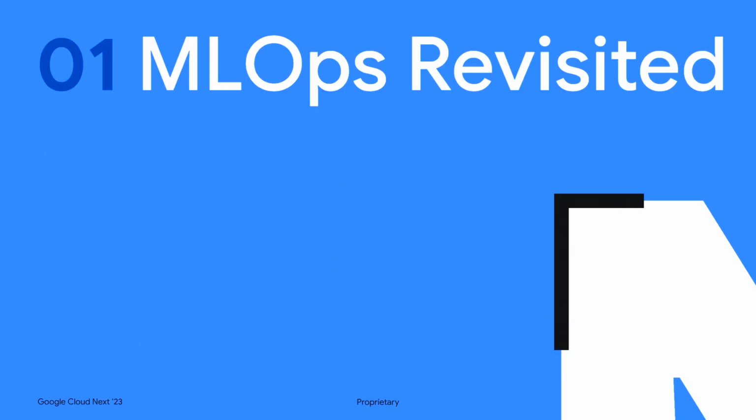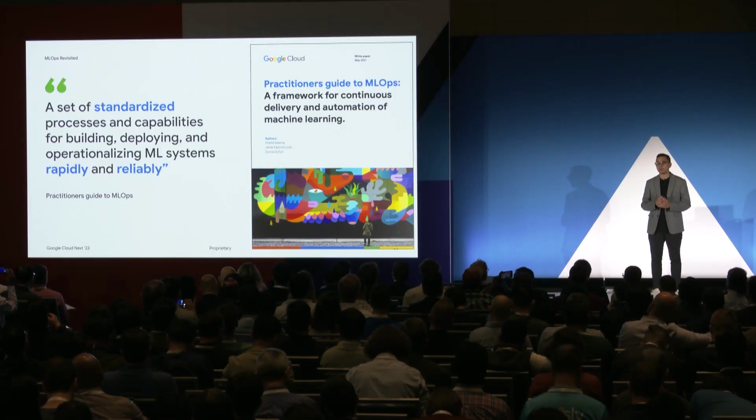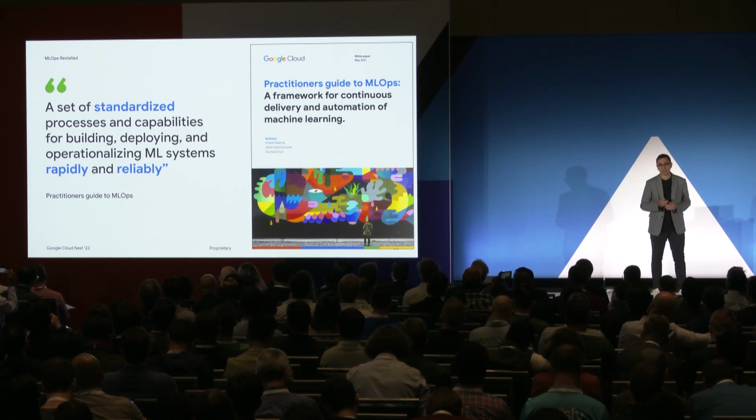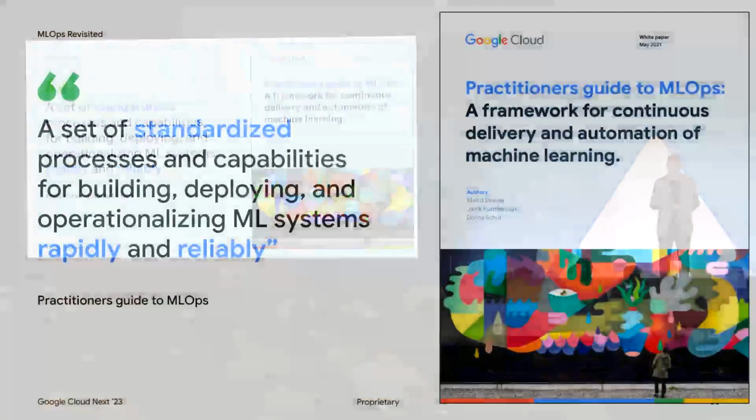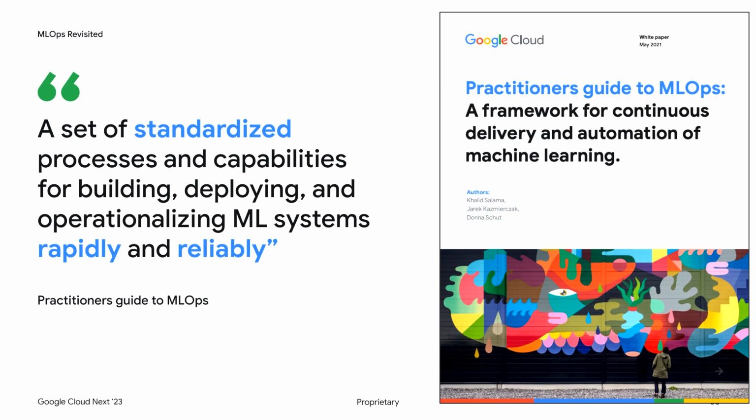So first, let's quickly start by revisiting MLOps from a few years ago. And we'll actually start with a direct quote from our Practitioner's Guide to MLOps paper from early 2021. MLOps is a set of standardized processes and capabilities for building, deploying, and operationalizing ML systems rapidly and reliably. Throughout this paper, there are a number of concepts highlighted: shorter development cycles to accelerate time to market, standard governance processes to manage and monitor models, and really increase reliability, performance, and scalability.